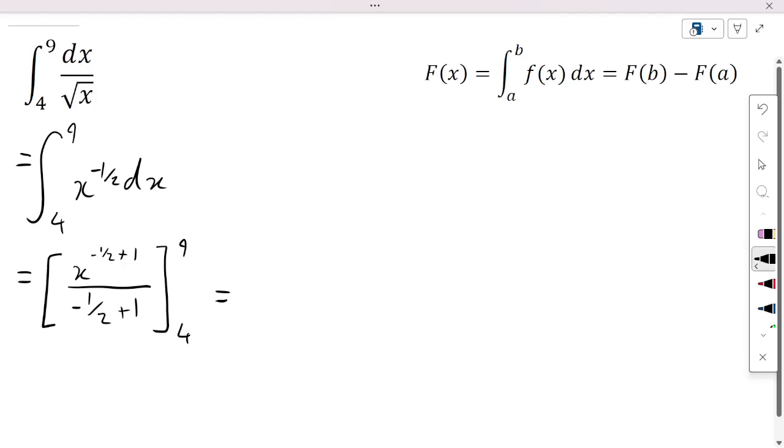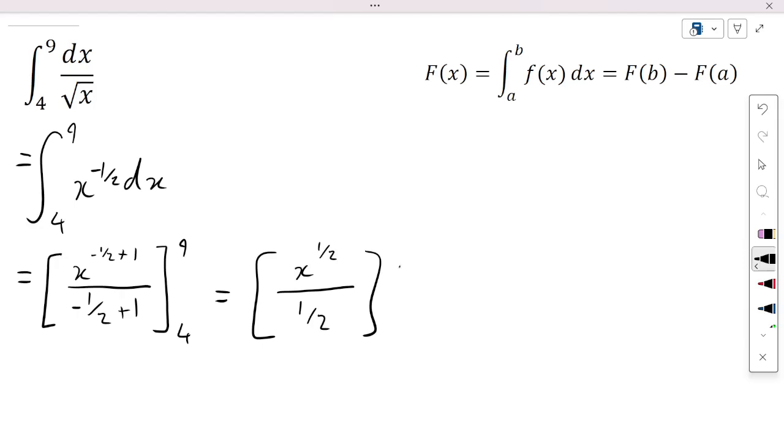Okay, so we're going to simplify further. We're going to have the bracket, it's going to be x raised to the power of a positive 1 over 2, because negative 1 over 2 plus 1 is just positive 1 over 2, divided by the same thing, 1 over 2. Then it's going to be 9 and 4. And then, sorry, we can simplify it like this. It's going to be x raised to the half multiplied by 2. So it's going to be 2x raised to the half. Okay, and this is going to be 9 and 4.